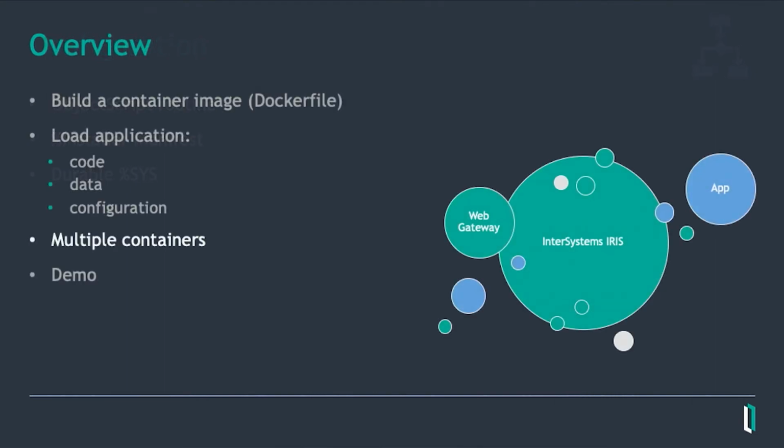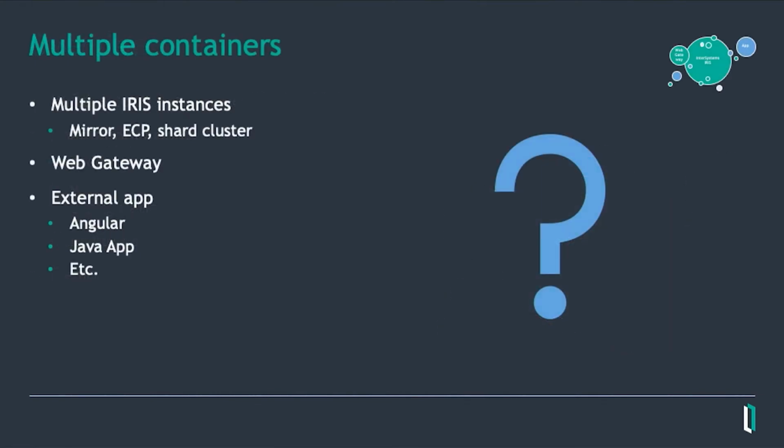Okay, so as a brief overview of configuration, there's one more thing I want to talk about before we get to our demo, and that's how you can coordinate multiple containers. If your application consists of multiple instances of IRIS, you're going to need to know how to do this. If you're using mirroring or ECP or a shard cluster, you're going to want to have each instance of IRIS running in its own container, and they'll need to know how to talk to each other and where the other instances live, etc.